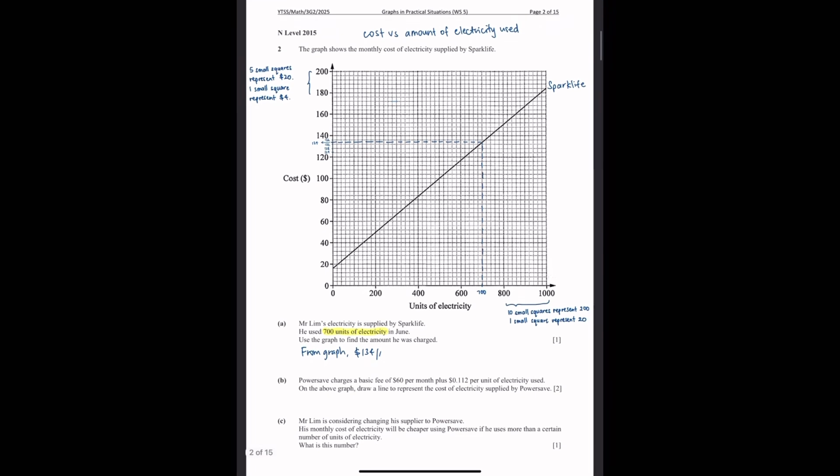So now there is a new company called Power Save. So take note, the line represented here represents Sparklife. So now a new company, Power Save, charges a basic fee of $60 per month and then $0.112 per unit of electricity used. Let me explain what these two phrases mean, okay?